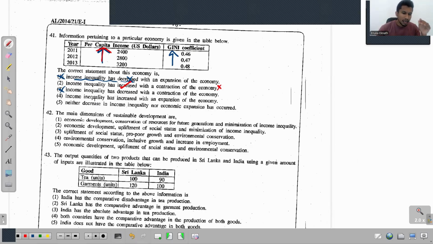Fourth one, income inequality has increased. Yes, true. With an expansion of the economy, yes. How do we recognize whether the economy has expanded or not? By looking at the per capita income. The per capita income has increased, and that is an indication of expansion of the economy. So the answer for this question 41 is the fourth one.